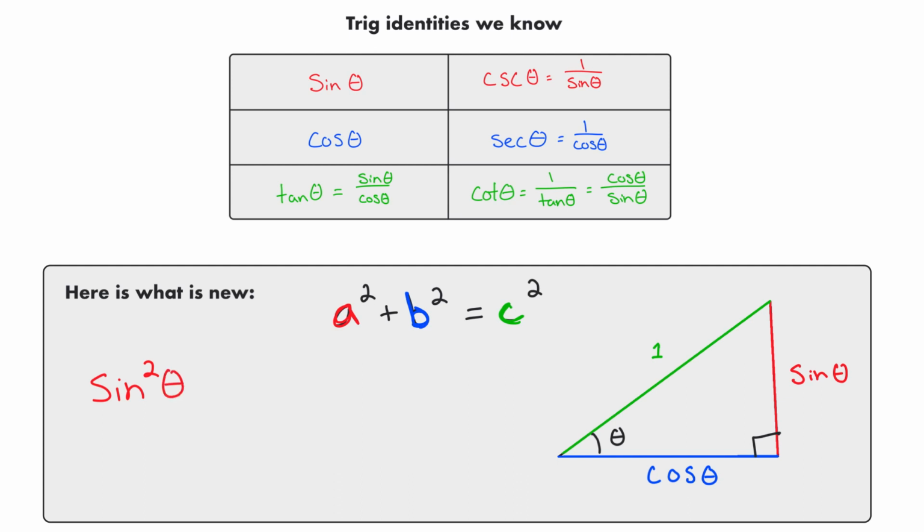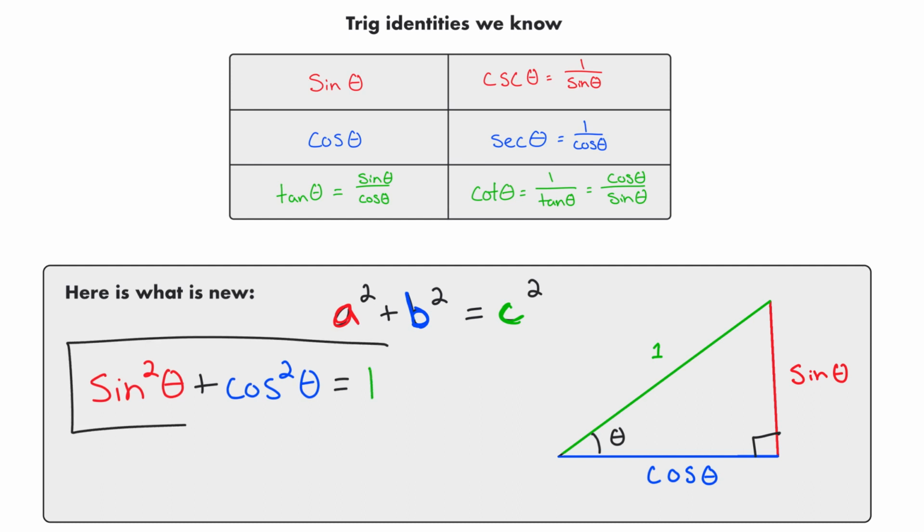Sine squared of theta plus cosine squared of theta is equal to the hypotenuse squared. Well, 1 squared is just 1. This is the Pythagorean identity for trigonometry. Just like how the Pythagorean theorem is true for all right triangles, the Pythagorean identity is true for all unit triangles.